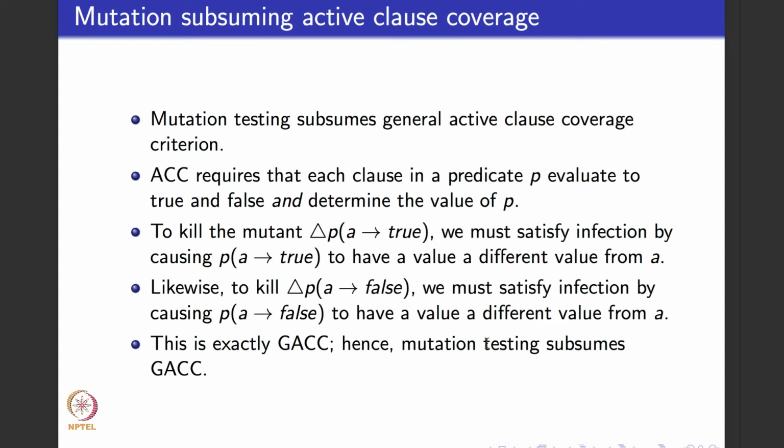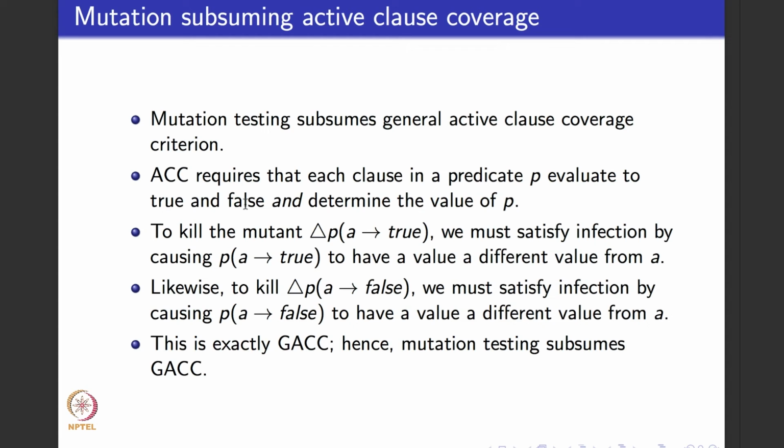Mutation testing also happens to subsume active clause coverage. If you remember, we had seen 3 different active clause coverage criteria when we did logical predicates based testing. The 3 criteria that we saw were generalized active clause coverage, called GACC, correlated active clause coverage, called CACC, and restricted active clause coverage, called RACC. It so happens that mutation testing subsumes only GACC, and cannot be made to subsume CACC and RACC. I'll tell you why soon.